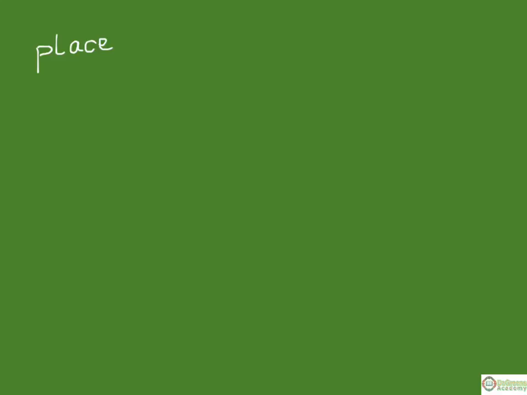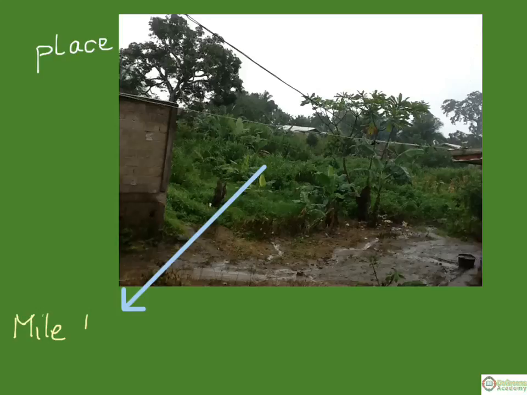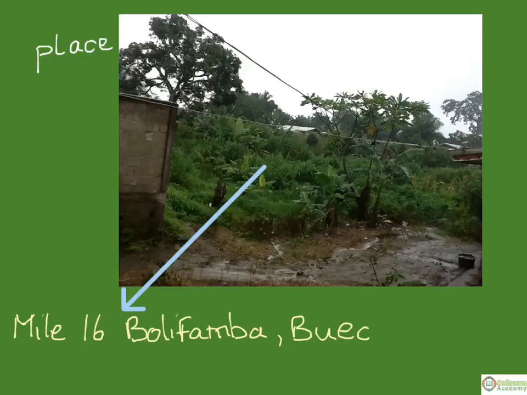A noun is equally used in a sentence to name a place. This is a place. This is my 16 Bolifamba. And so this place known as my 16 Bolifamba is a noun. A noun is used to name a place.